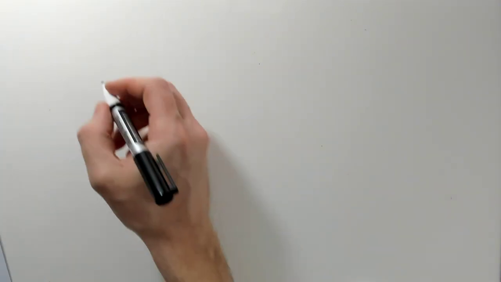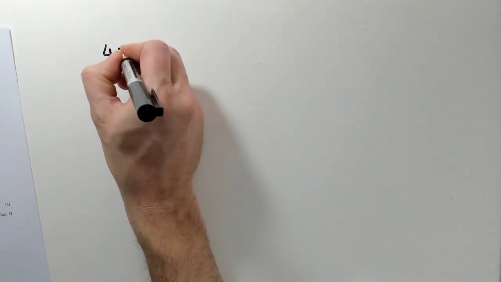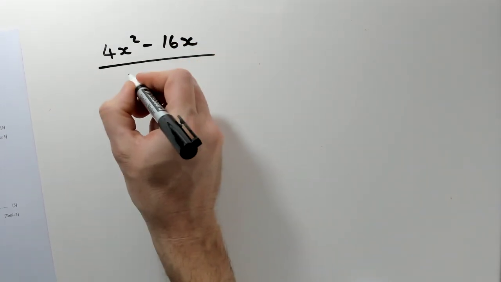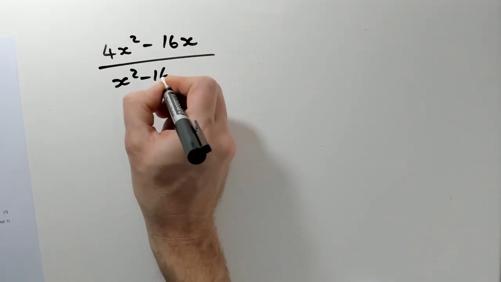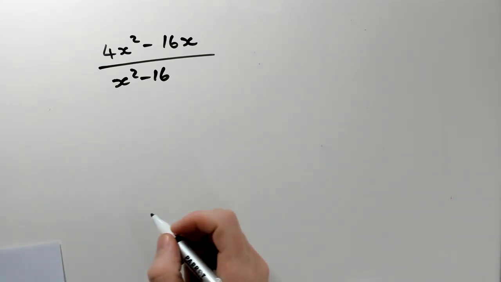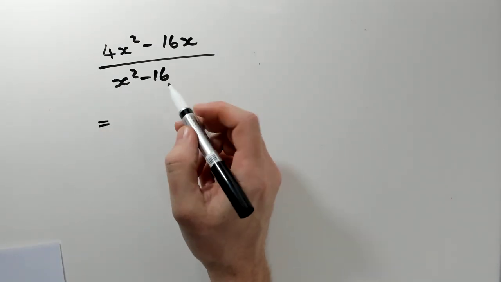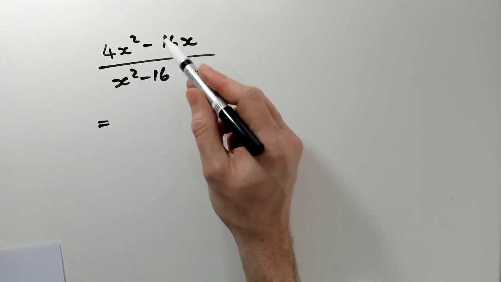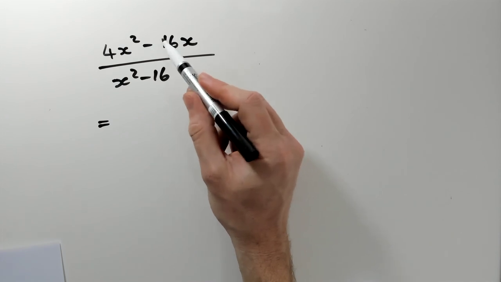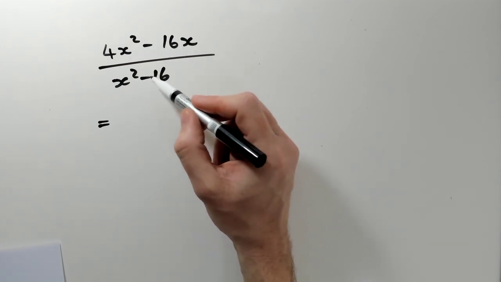Next one is just a simplify. They give us 4x squared minus 16x all over x squared minus 16. I kind of like these examples, especially this. I love the difference of squares. But again, we can't reduce anything to 1 or simplify because we have multiple terms at the top, or well, 2 terms at the top and 2 terms at the bottom.